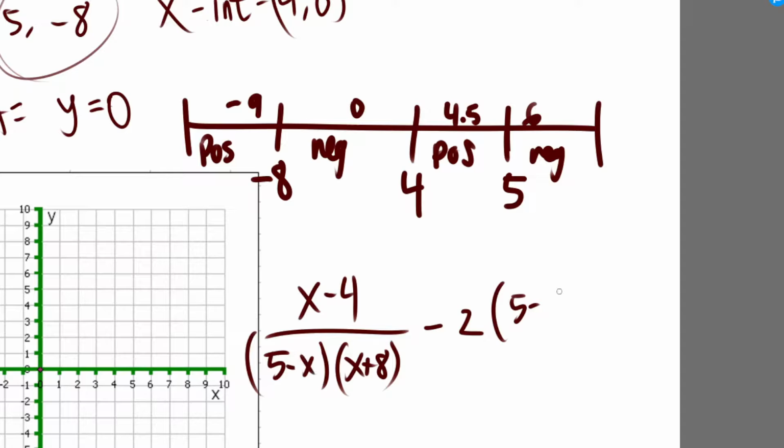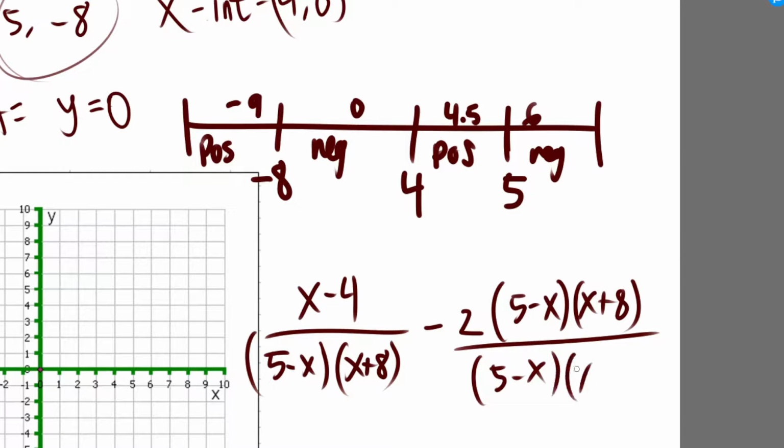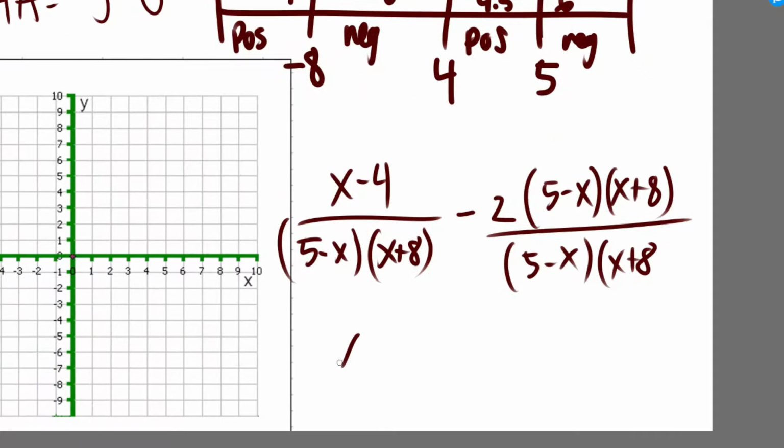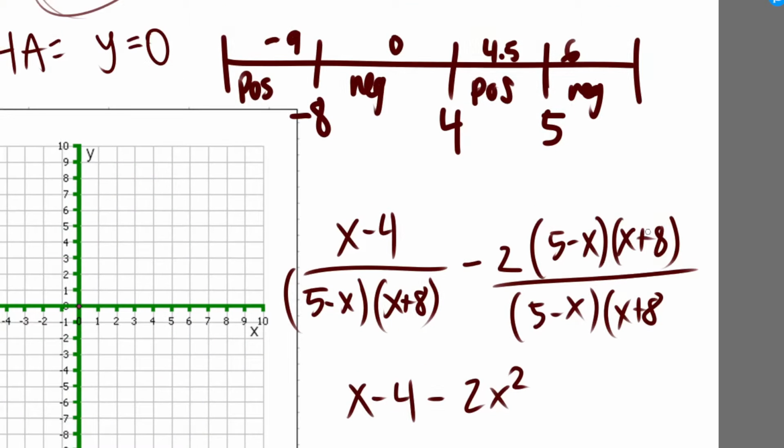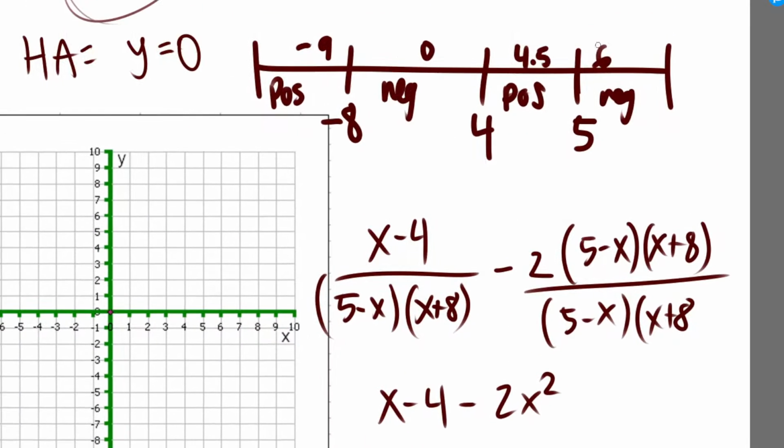Sorry, sleepy brain. (5 - x)(x + 8) divided by (5 - x)(x + 8). Then you can distribute this. You get x - 4 minus 2x squared, and so on. It's not applicable in this case. But once you have that function, you would just be plugging in these values to test if it's positive or negative into your new function.